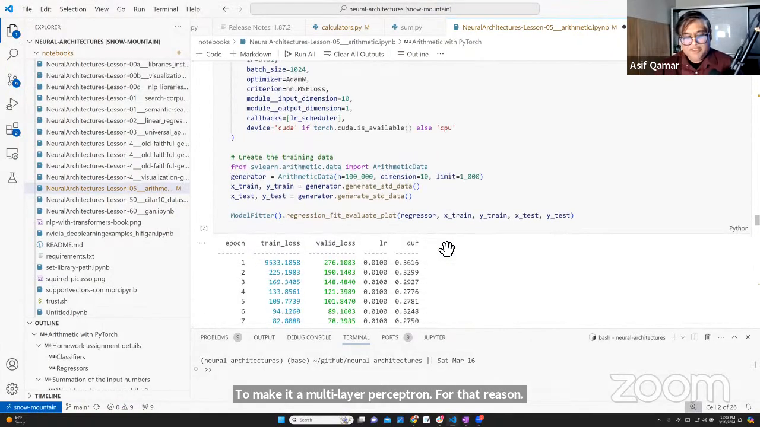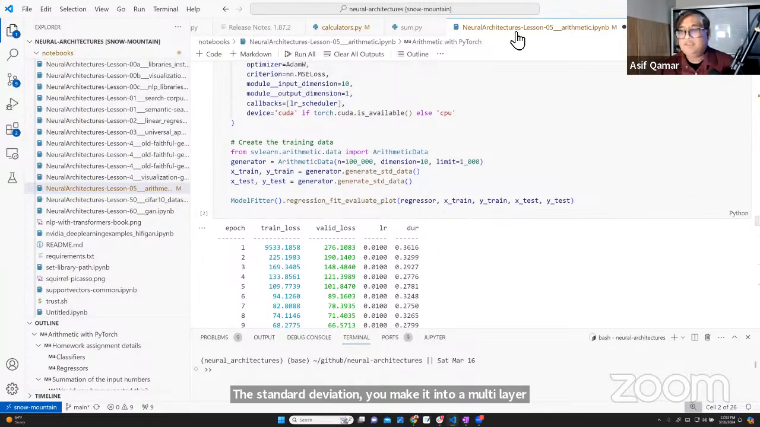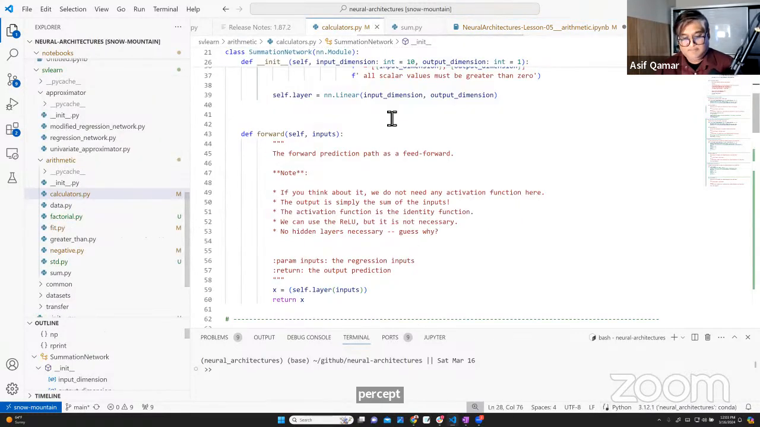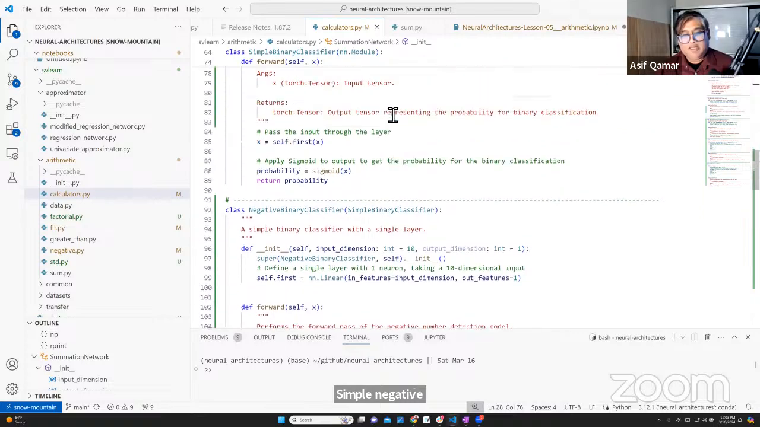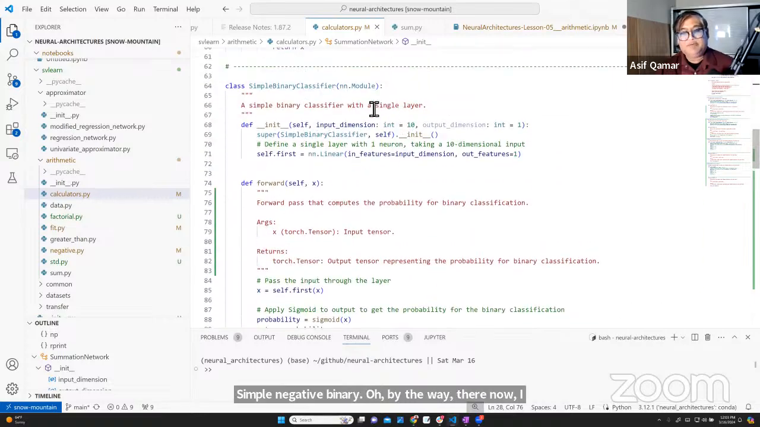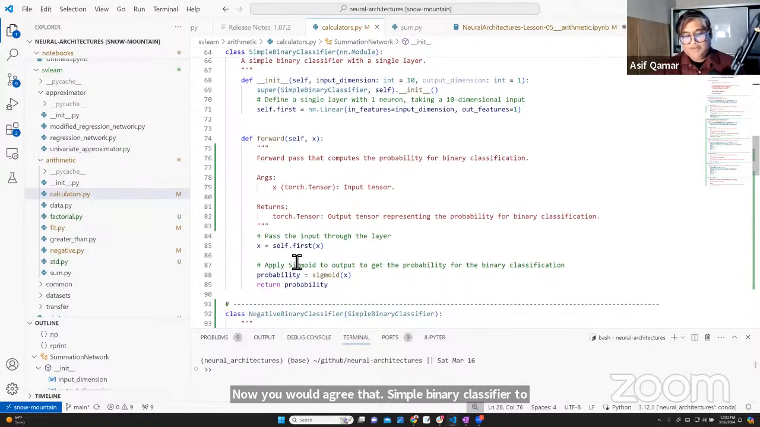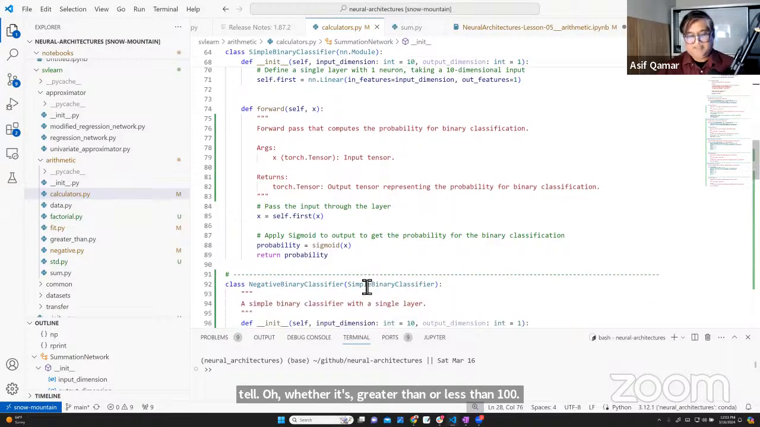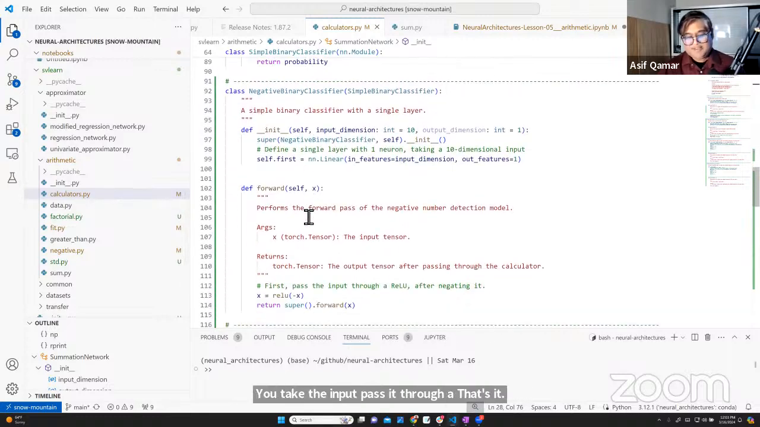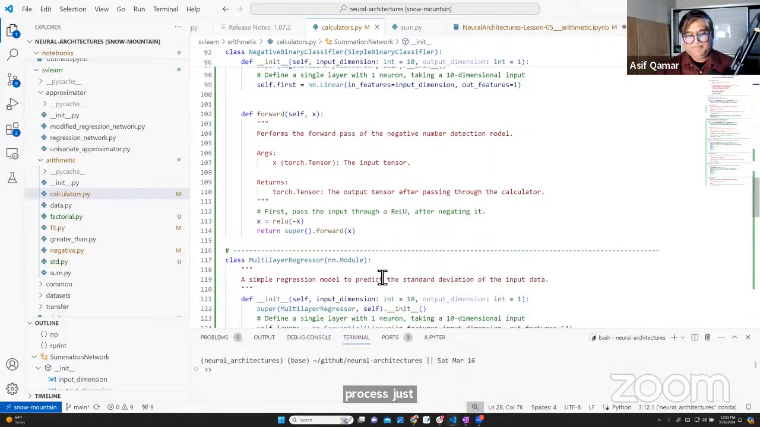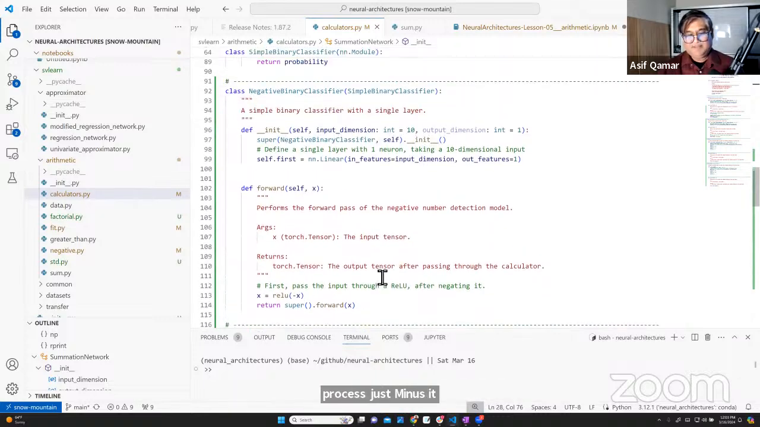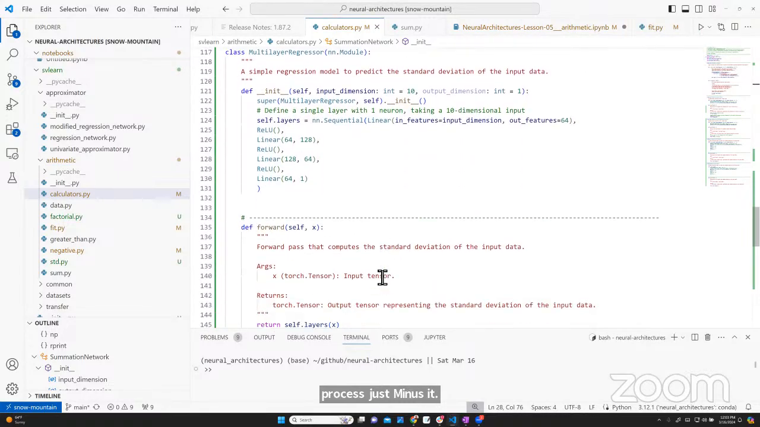Standard deviation, you make it into a multi-layer perceptron. Where is that code? Calculator. Simple negative binary. Oh, by the way, now I don't know if I went through the code. Now you would agree that a simple binary classifier to tell whether it's greater than or less than 100 is very easy. You take the input, pass it through a sigmoid. That's it. Negative binary classifier, just use a trick. Before you pass it through the sigmoid, just negate it. And so on and so forth.